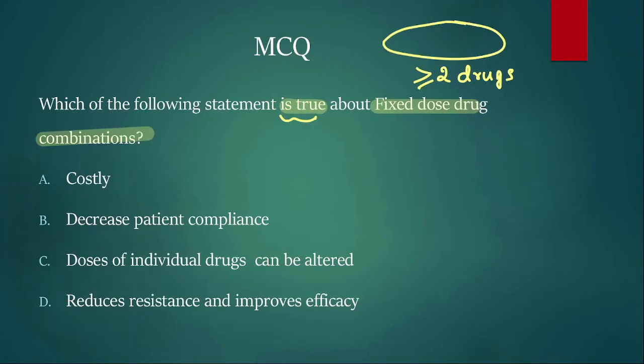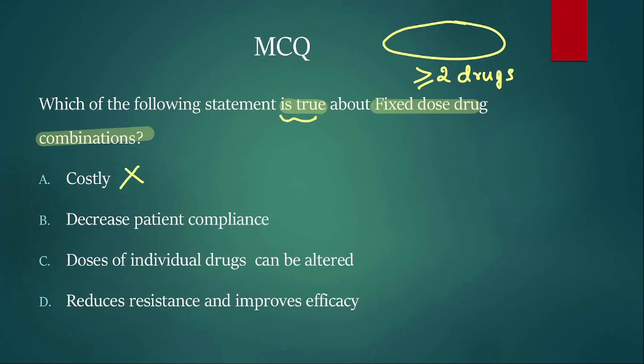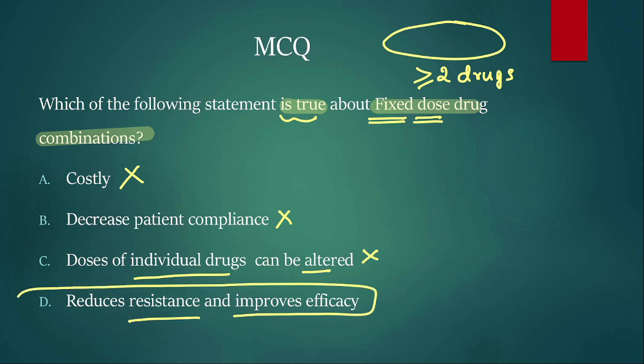So coming back to the question, what is true? Are they costly? No. The purpose is to reduce the cost. They increase patient compliance. Dose of individual drugs can be altered? No, because the name itself is telling you the dose is fixed. So when the dose is fixed, you can't alter the dose. Then what is the advantage? They reduce the resistance and sometimes they may improve efficacy. So this will be the better answer, which is true. So that is about fixed dose drug combination.